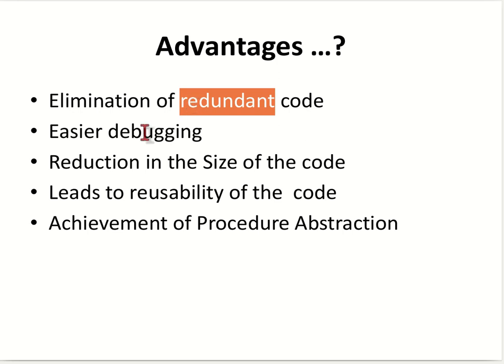The second thing is easier debugging. If we are reducing the lines of code, it will be easier to debug the code. Reduction in the size of the code: as we have seen, the size of the code will be smaller if we are using functions. This leads to the reusability of the code. If you have created one function for a specific purpose, like the factorial, it can be used in any other place or any other program in that package.